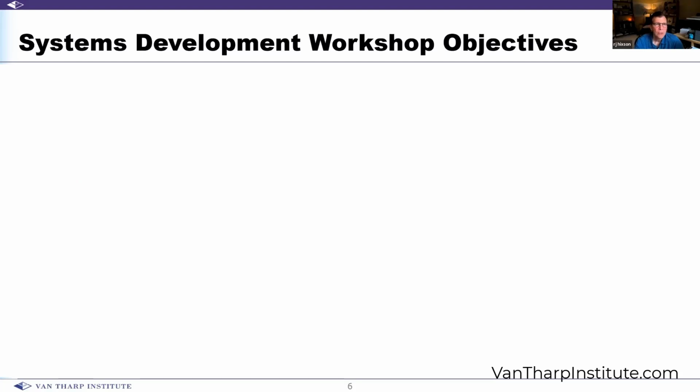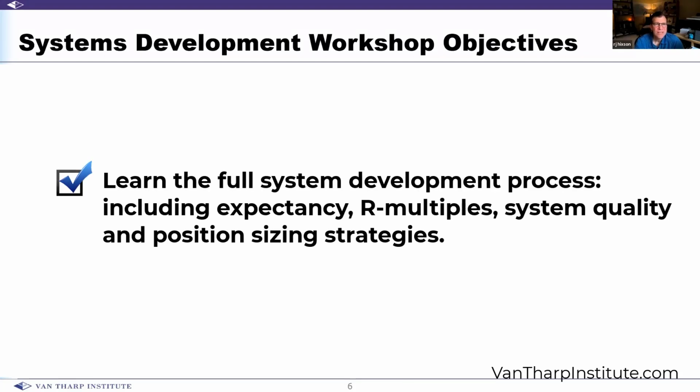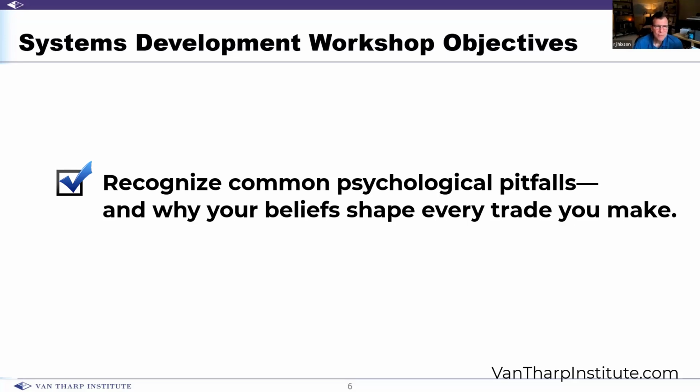Okay. You understand the key concepts and steps in the system development process, including expectancy, R multiples, system quality, and position sizing strategies. Those are some of the key concepts, and by the end of this workshop, you will understand those. All right, you become familiar with the psychological pitfalls of system development. At the very least, it's critical that you understand that you only trade your beliefs about the market, not the market itself.